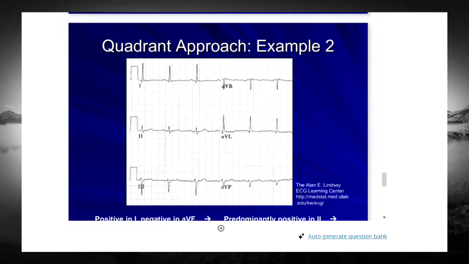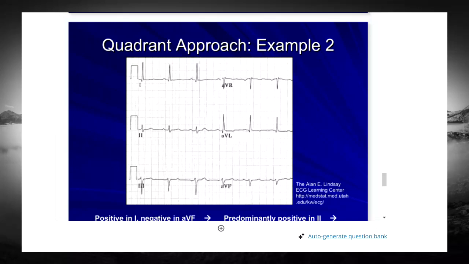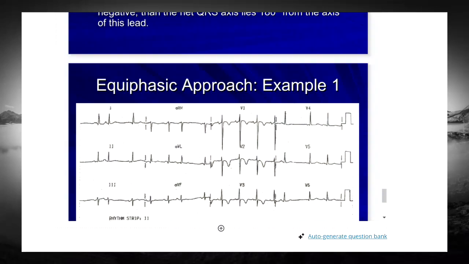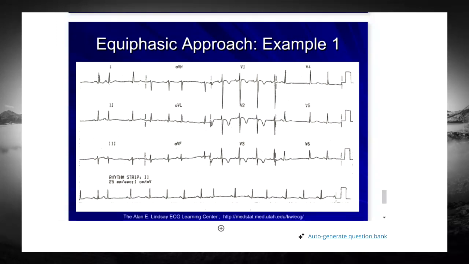Here, let's see if we have another one. AVF has a little bit of a positive deflection, but not much. 2 in AVF again. 2 is more equiphasic here. Here's another one. So in this one, we had 3 in AVF, right? AVF is more equiphasic than 3. It's closer to having the same amount above the baseline and the same amount below the baseline. So that's how you determine.